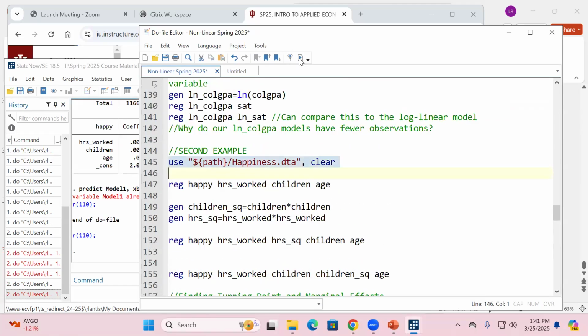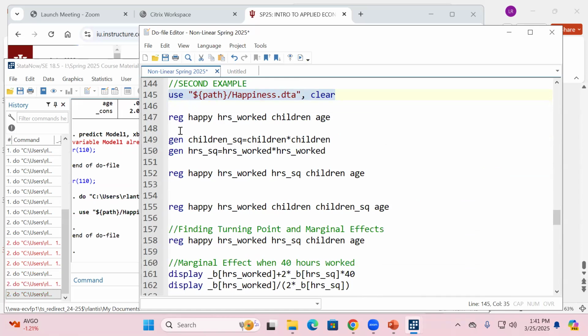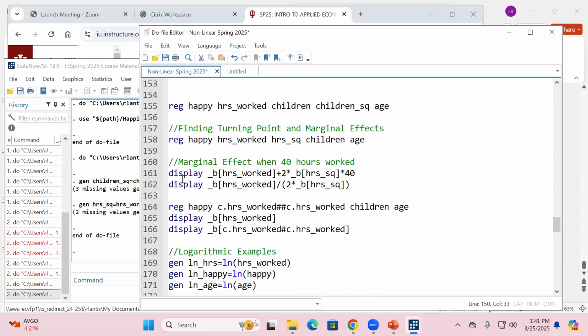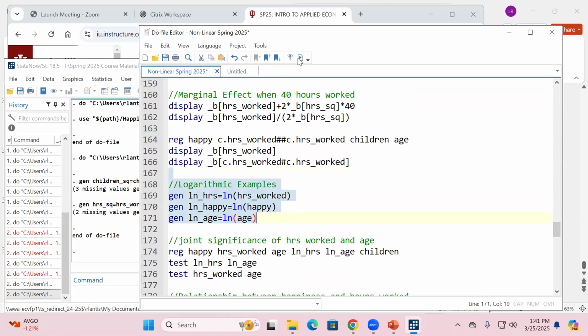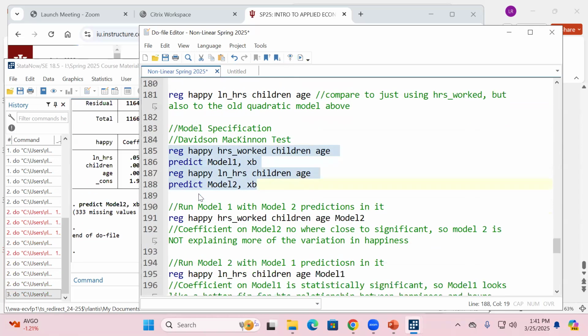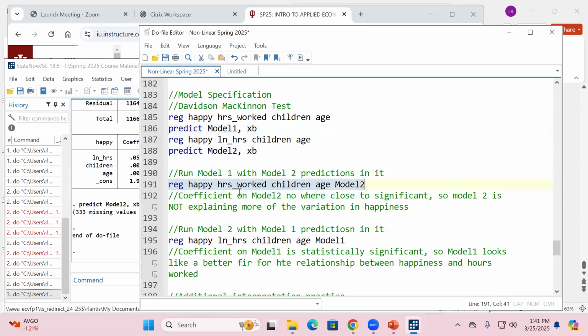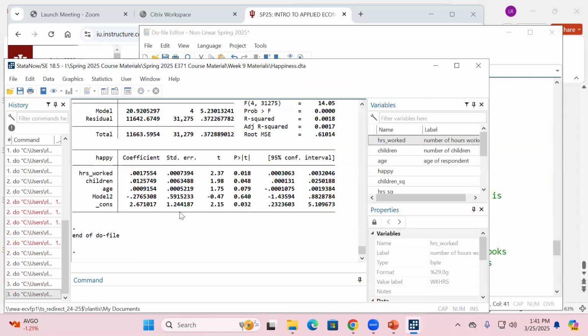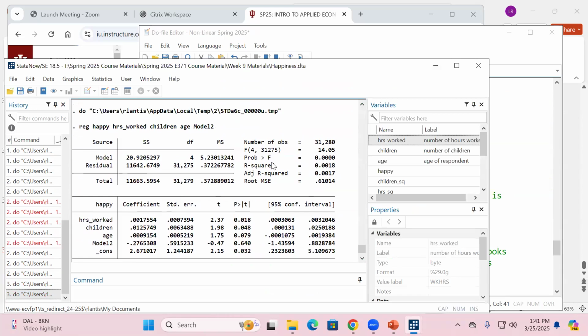We're just going to start all the way over, open this up. Okay, we'll come down here, generate my squared variables. We're going to generate the log variables. We're going to come down here, run our regressions, save our predictions. There we go. Now we're going to run our regression of the linear model, but include the predictions from that linear log model. Okay. So when we do that, if we look at that coefficient on my model 2 predictions that came from using the natural log of hours worked, can I say that model 2's predictions are statistically significant? Not even close.